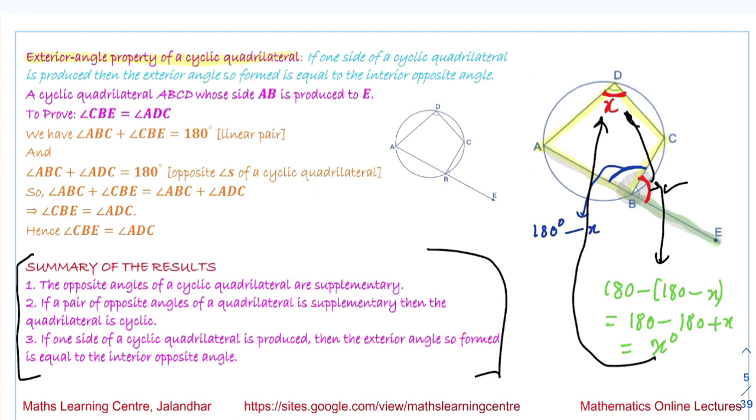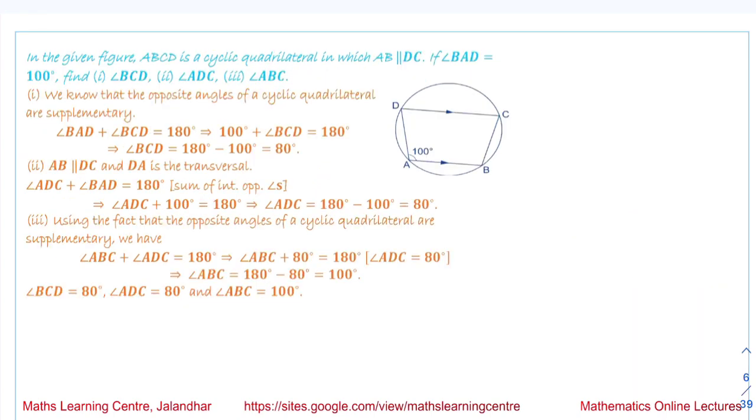In this question we are given a cyclic quadrilateral ABCD, and it is given that these two sides AB and DC are parallel to each other. So if this is a cyclic quadrilateral, this angle is 100 degrees. The value of this angle will be 180 minus 100, because the sum of opposite angles of a cyclic quadrilateral is 180 degrees. So we get that the value of this angle is 80 degrees.